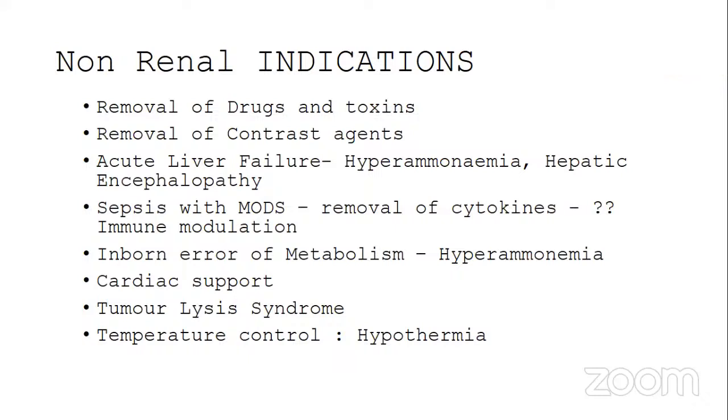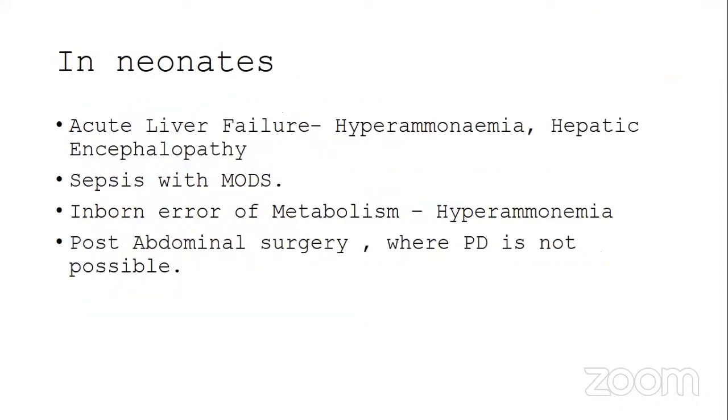The non-renal indications include removal of drugs and toxins, removal of contrast agents, acute liver cell failure with hyperammonemia and hepatic encephalopathy, sepsis with MODS, removal of cytokines and immune modulation, inborn errors of metabolism associated with hyperammonemia, cardiac support for removal of fluids, tumor lysis syndrome to correct the electrolyte imbalance, and temperature control in hypothermia secondary to accidental drowning. These are the non-renal indications for CRRT.